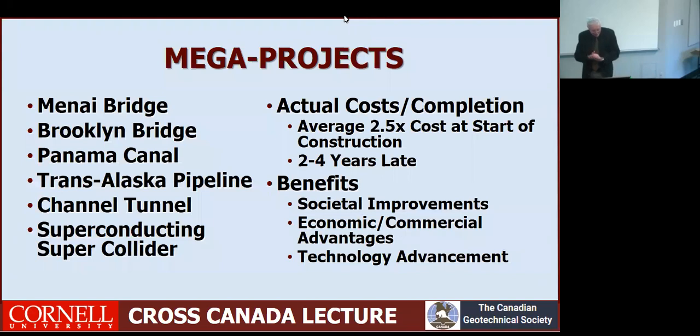Typically, 2.5 times the cost at the start of construction, if I average all these things out, and about 2 to 4 years late. I put the superconducting supercollider in there because that was a project I was involved in back in the 90s at the same time as the Boston Artery. It was never built. It went over budget. It was stopped at an investment of about $3 billion. It was supposed to come in at about $3 billion, and at this point they only had like 25% of the tunnels in place.